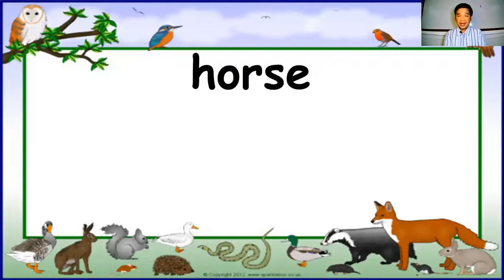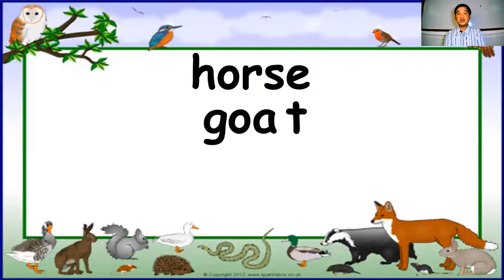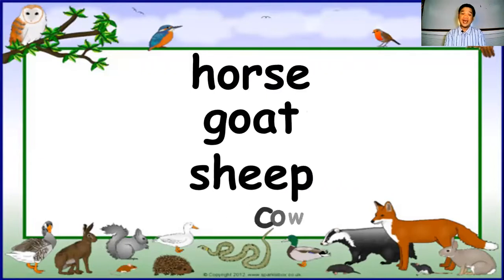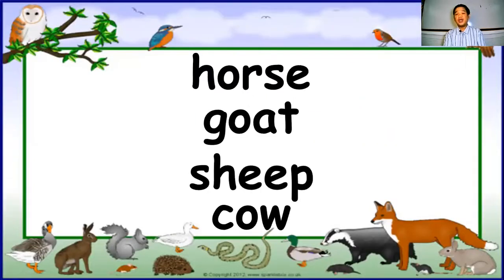So in the habitat of the farm, most of the animals able to live in the farm are the horse, we have also the goat, we have also the sheep, and also we have what we call the cow. So these are the examples of the animals who live in the farm. Farm is one of the habitats of the animals.